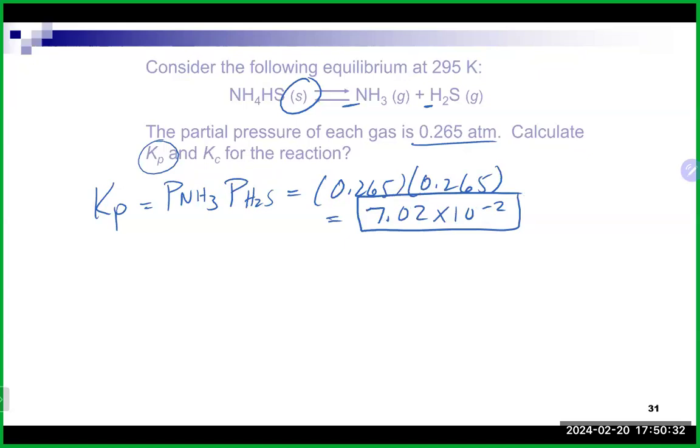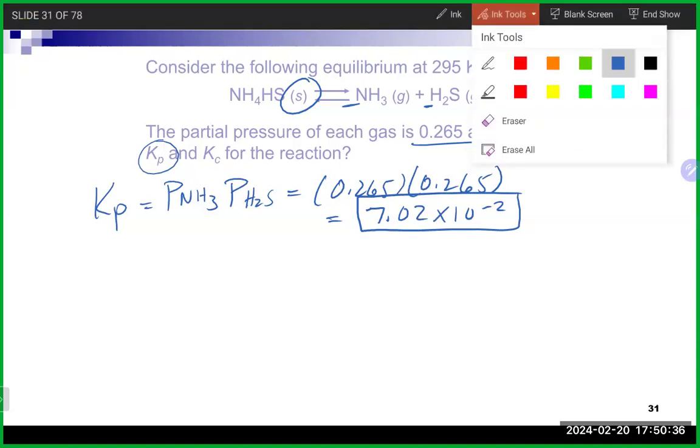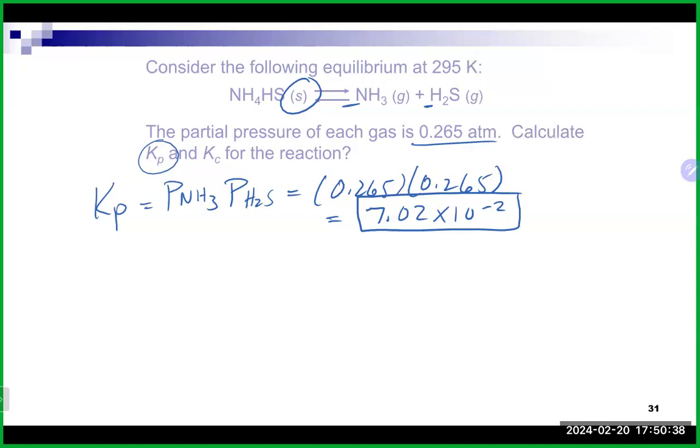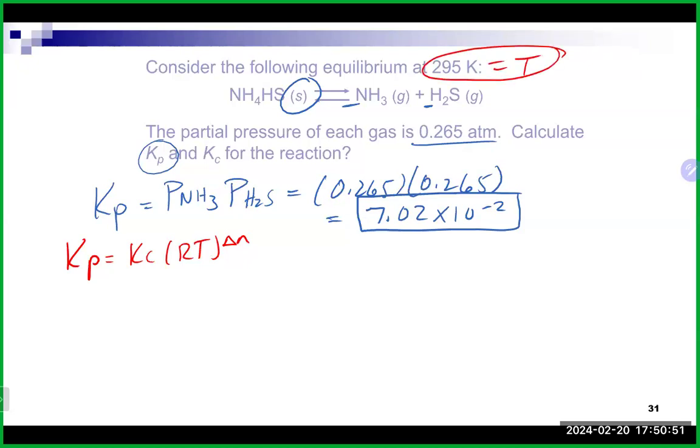Now that we have the Kp, we could use our formula to cross over from our Kp to our Kc value. And once again, I believe it is this formula. We'll go with it. Why not? Kp equals Kc times (RT) to the delta n. So we need a couple of things here. Our temperature is already in Kelvin, so that's good to go the way it is.